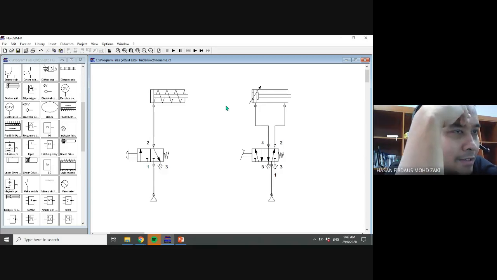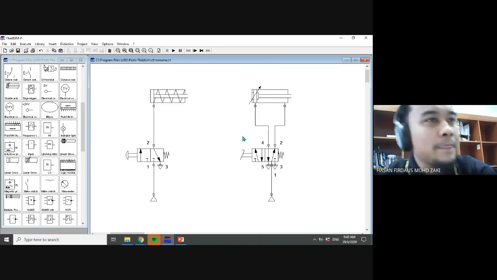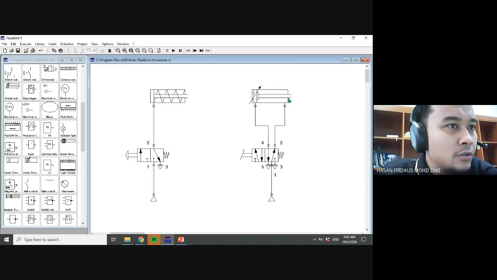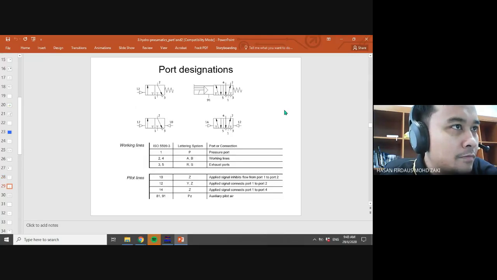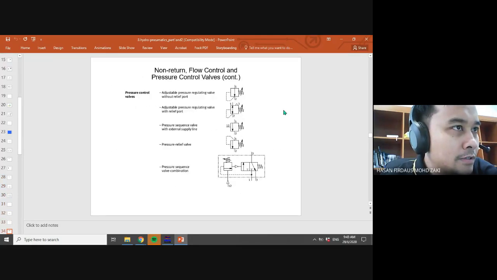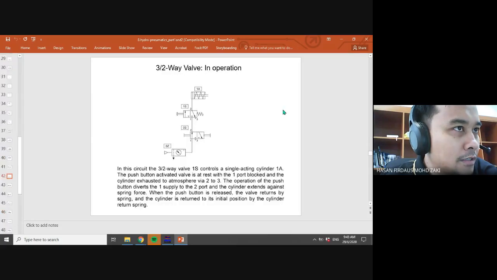So this one we call direct control of the cylinder, direct control pneumatics. If you go to the slide, I skip this one first. Sorry, double acting, single acting.